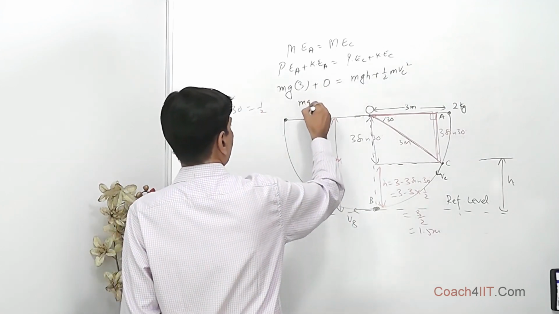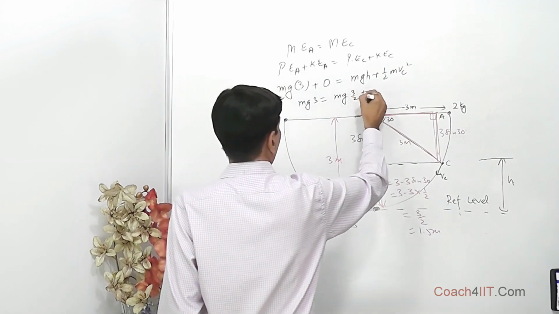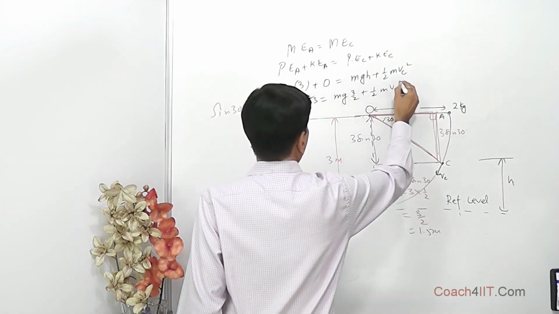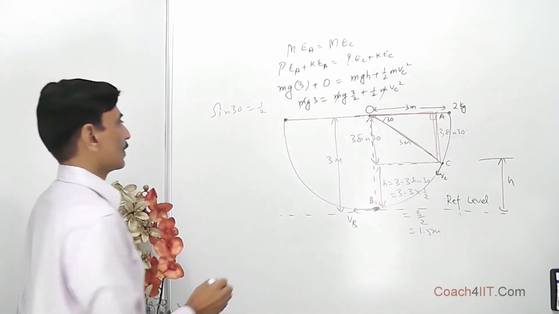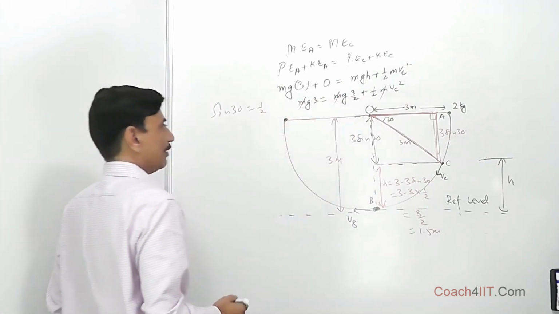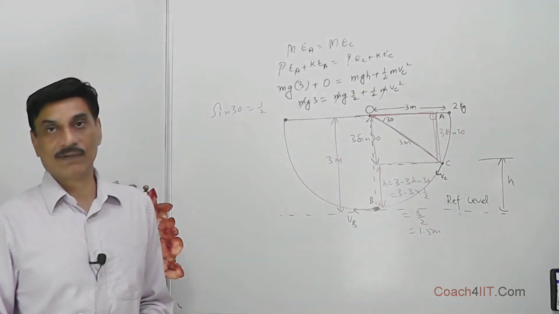So it is mg3 is equal to mg 3 by 2 plus half m VC square. Once again m can be taken out and cancelled. So now you can solve it. You can take the value of g as 9.8 or 10 and you can eventually find the value of VC.